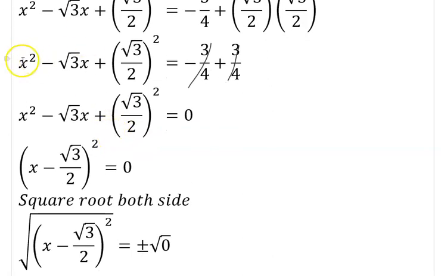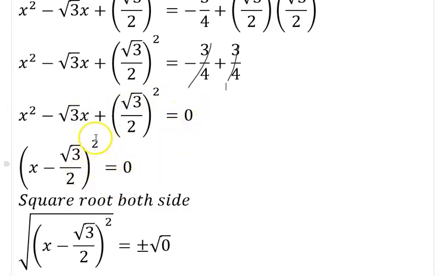Now the next step is this square that you have here and this square that you have here. Just pick what you have here, which is x. Pick what you have here, which is root 3 over 2. Then you square both of them. That is what you have done. That is the method. Equals what you have here, which is 0.